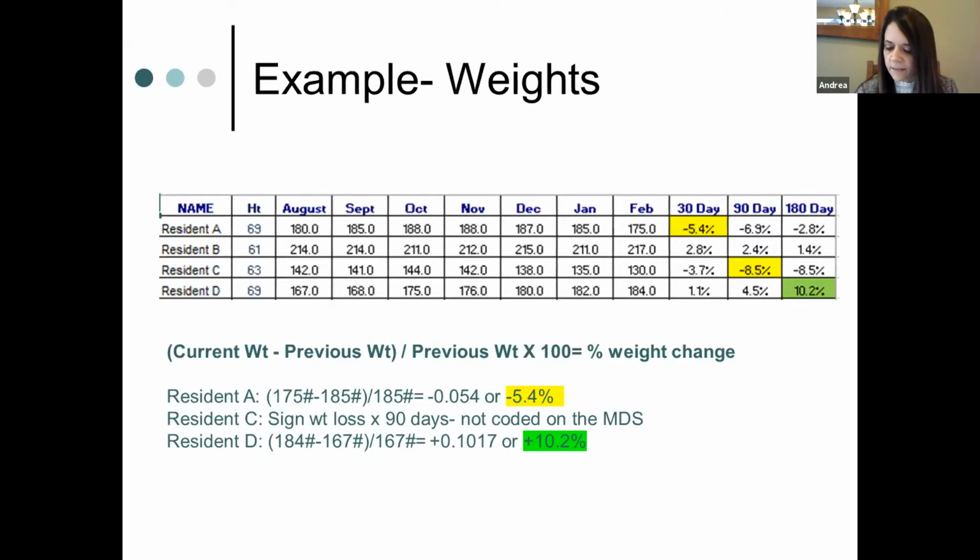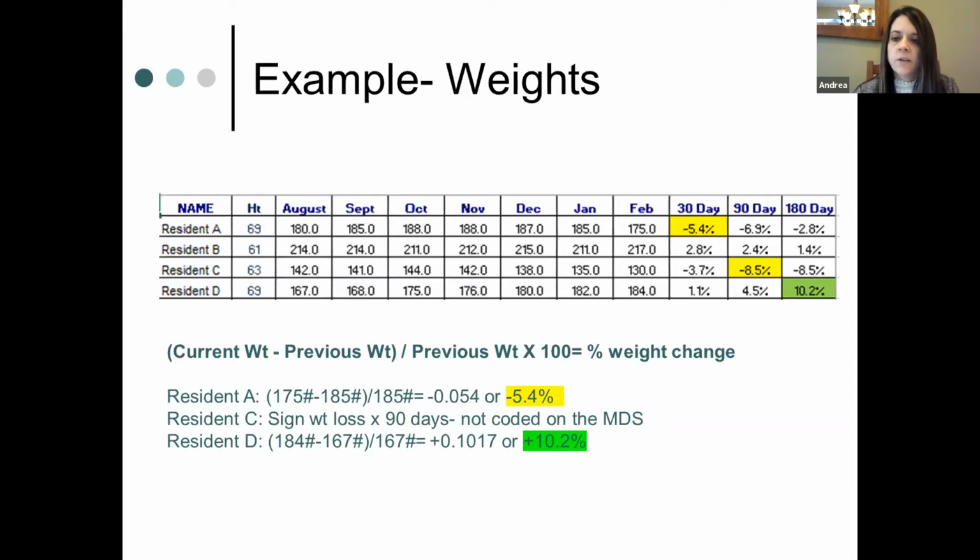So on the MDS, depending on whether that was a planned or unplanned weight loss, I would code that accordingly in the weight loss section. Resident B does not show any significant changes in weight, so they would be a 0 or a no for weight gain or loss.